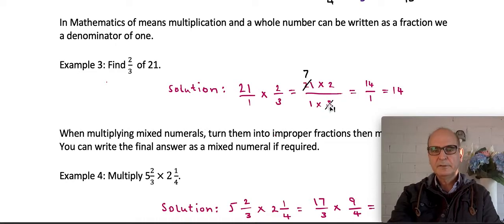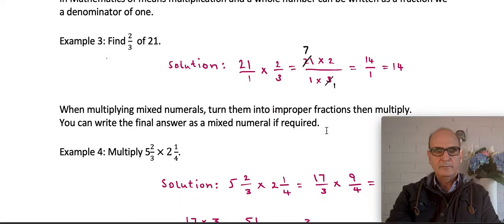3 divided by 3 gives us 1. 21 divided by 3 gives us 7. Now we multiply. 7 times 2 is 14. 1 times 1 is 1. And again, 14 over 1, we can drop the 1 to go back to the whole number, 14. So 14 and 14 over 1 are the same number. That is how you multiply a whole number, and also what the word of means.